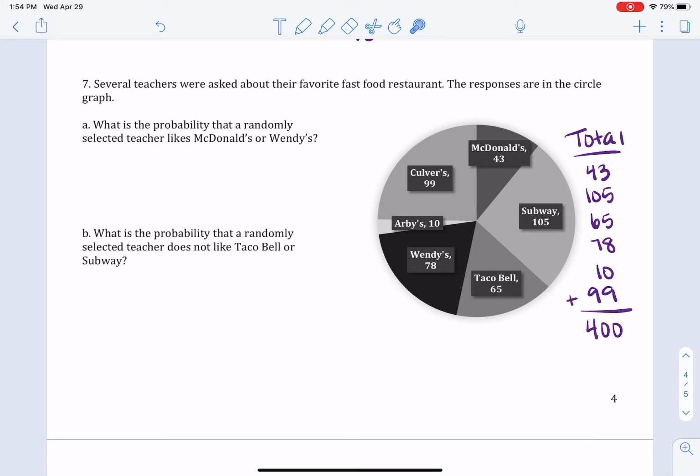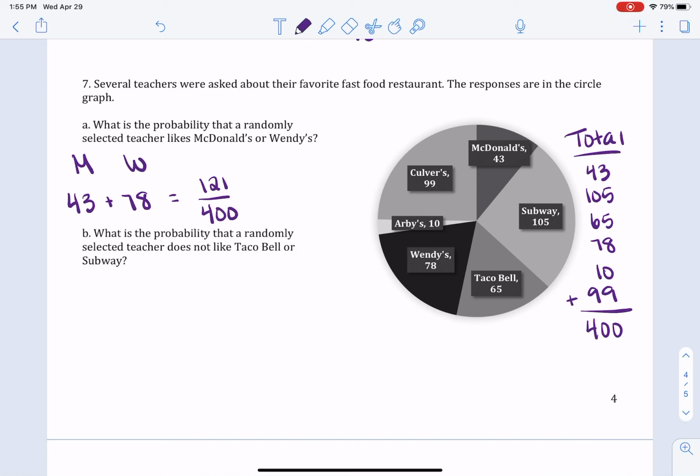Now let's start with A. It says, what is the probability that a randomly selected teacher likes McDonald's or Wendy's? We have to look at who likes McDonald's and who likes Wendy's. It looks like 43 teachers like McDonald's and 78 like Wendy's. Crazy. All right, so that is 43 plus 78, which is 121 out of 400 teachers.